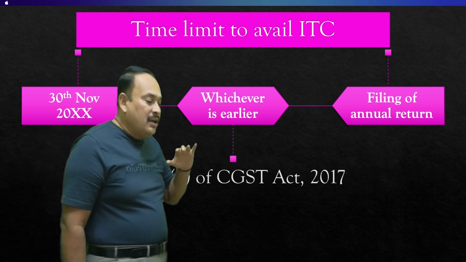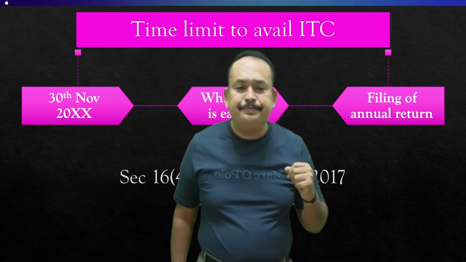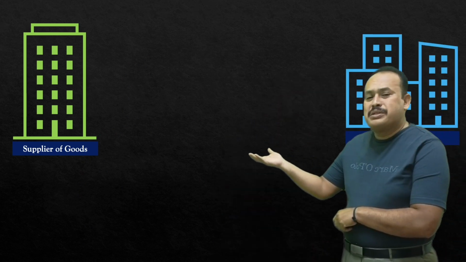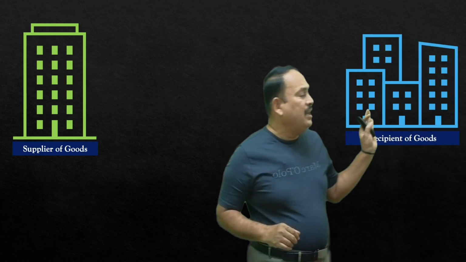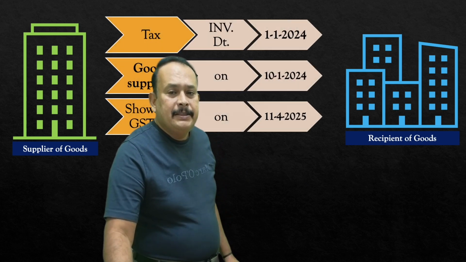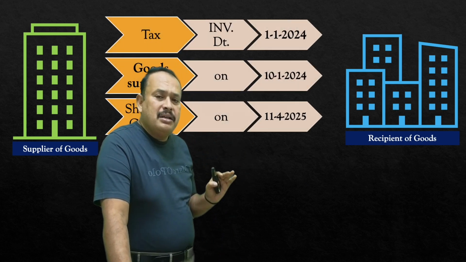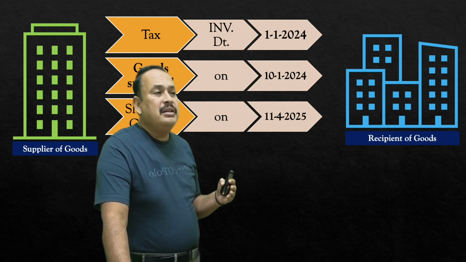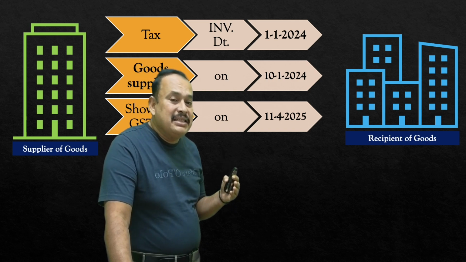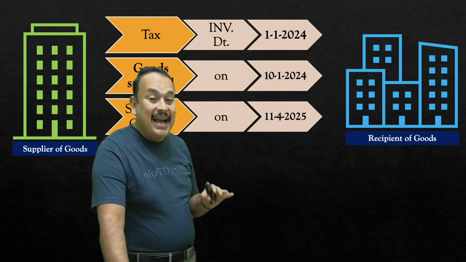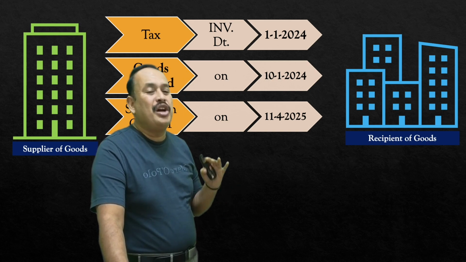Is it clear? Now, referring further with an illustrative example. Look here: supplier of the goods, buyer of the goods, named recipient of the goods, as you are aware. Further, the supplier supplied the goods on 10th January 2024. Before that, the tax invoice was issued on 1st January 2024.